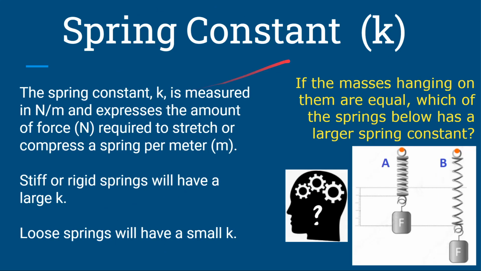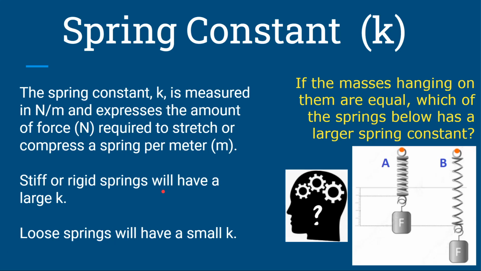Okay, so talking about spring constant, again, I told you it's basically how stretchy or easy to stretch, loose, tight, whatever word you want to use, that spring is. And so this spring constant K is typically measured in units of newtons per meter and expresses the amount of force required to compress or stretch that spring per meter. So however many newtons it takes per meter. Stiff or rigid springs will have a large K value. Loose springs will have a small K value.